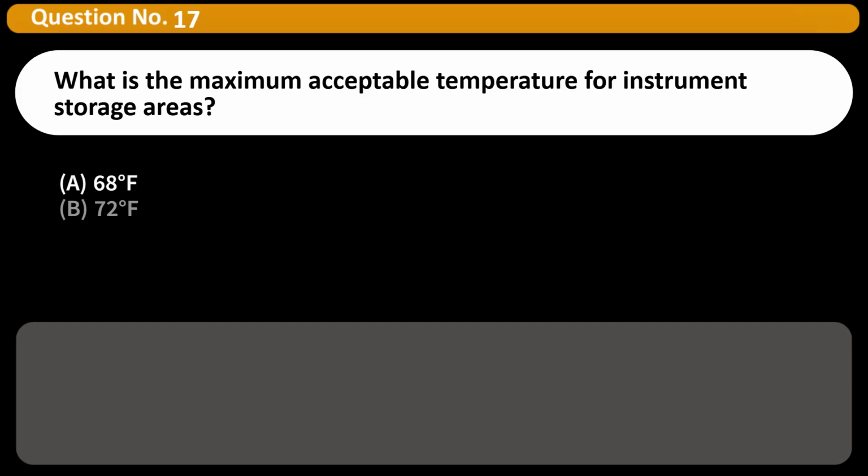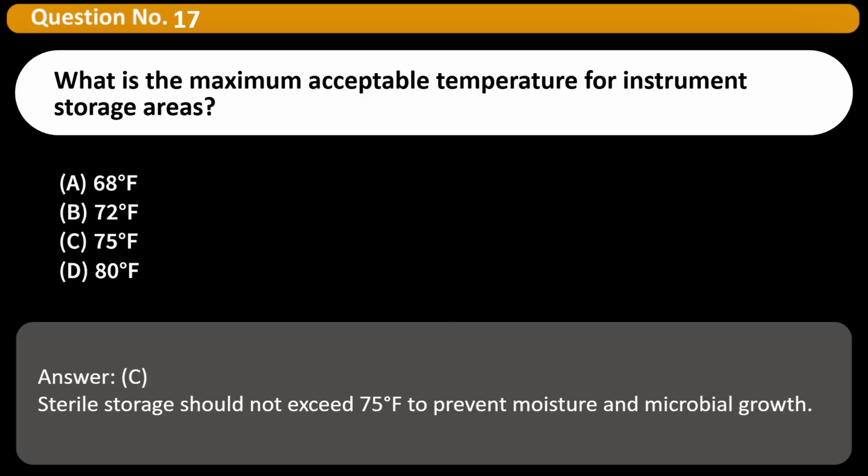What is the maximum acceptable temperature for instrument storage areas? A. 68 degrees Fahrenheit. B. 72 degrees Fahrenheit. C. 75 degrees Fahrenheit. D. 80 degrees Fahrenheit. Answer: C. Sterile storage should not exceed 75 degrees Fahrenheit to prevent moisture and microbial growth.